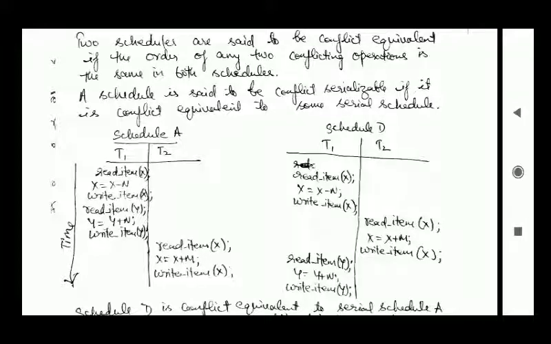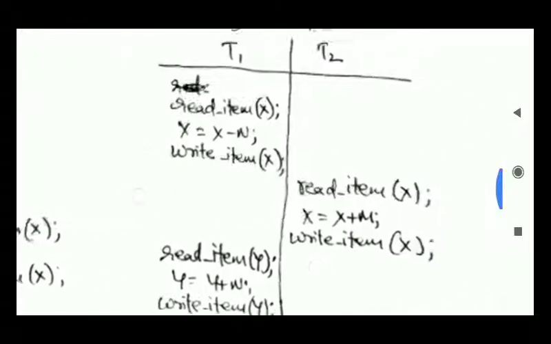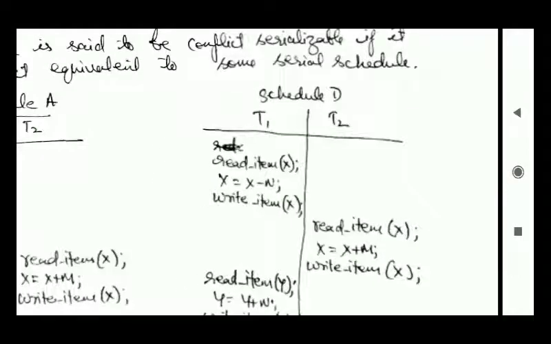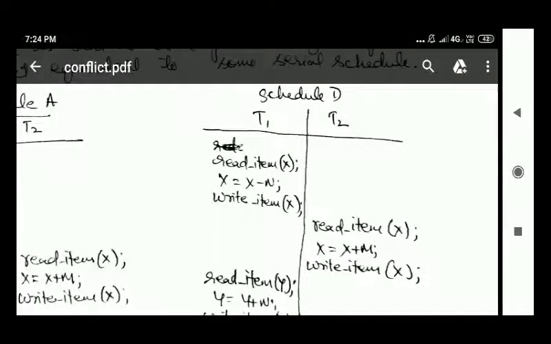Now see this Schedule D. This Schedule D is conflict equivalent to Schedule A. In both the schedules, you can see that the order of any two conflicting operations is the same. For example, in Schedule D, see these two conflicting operations.